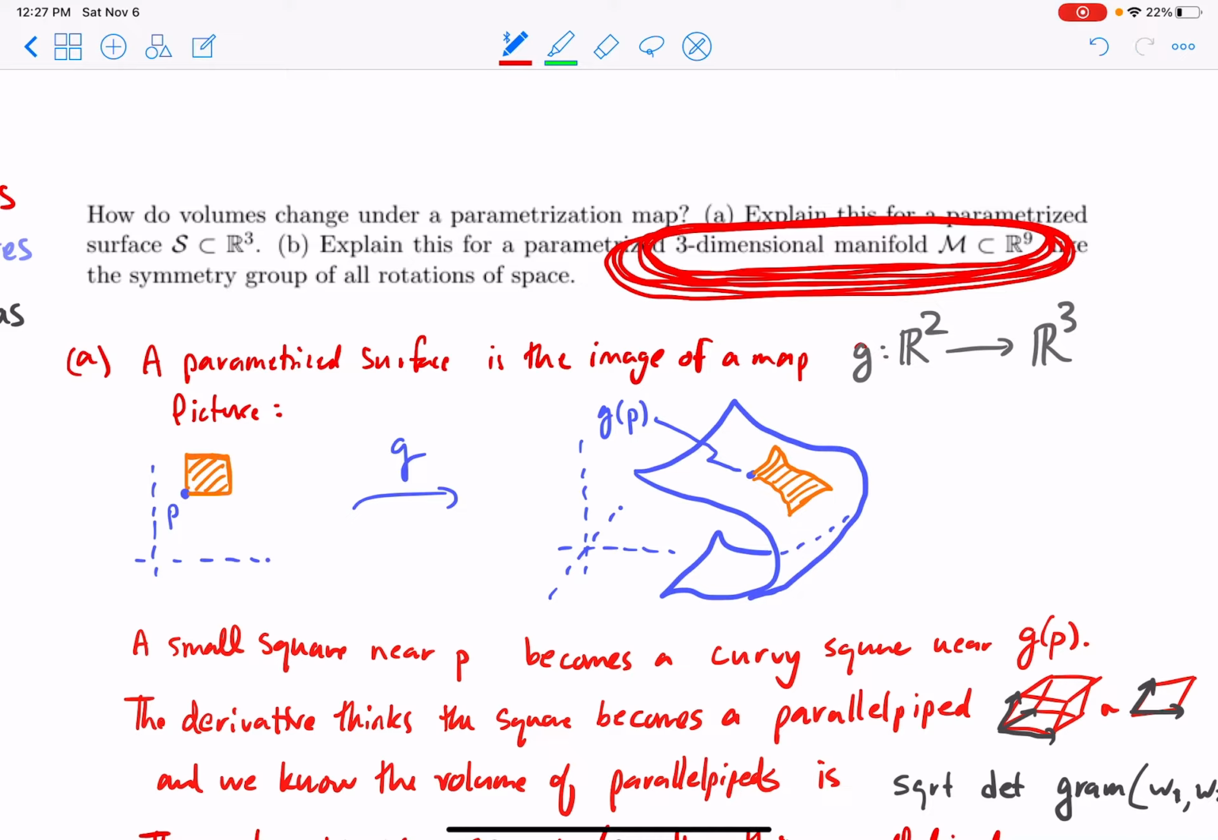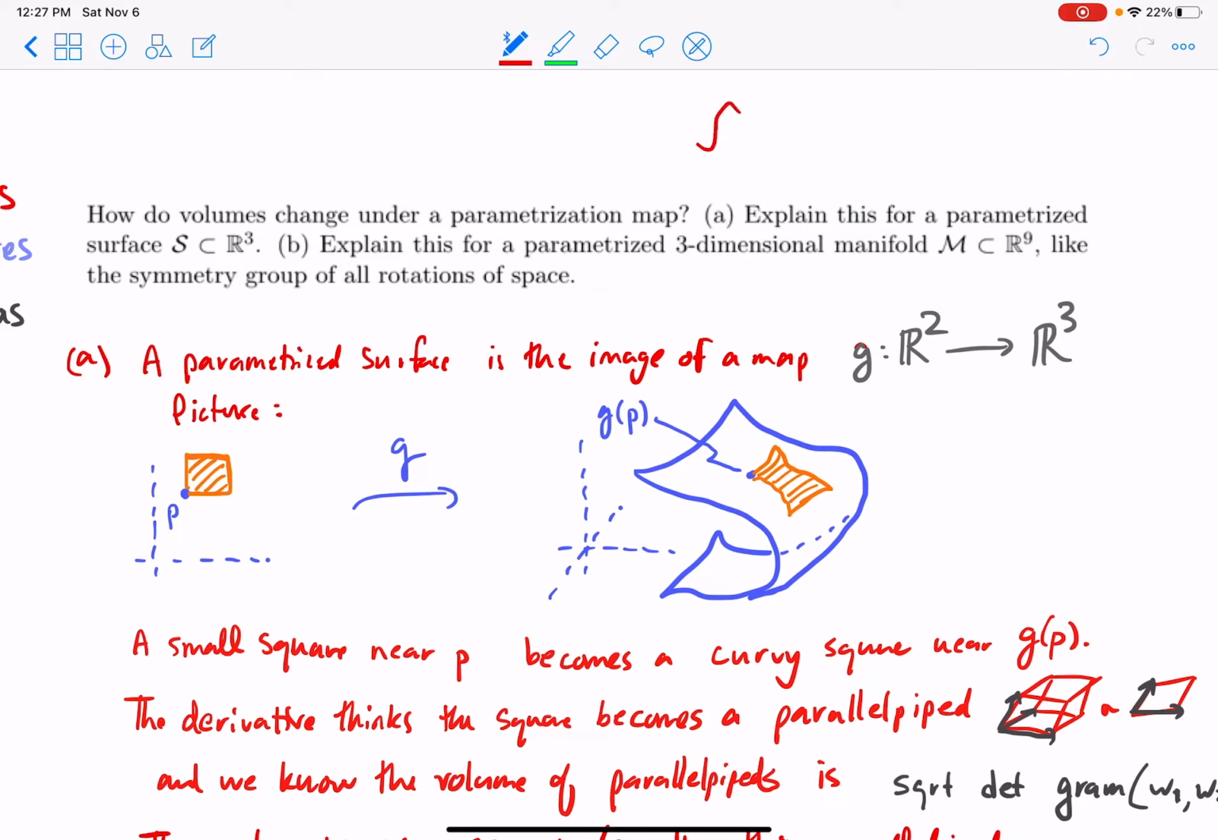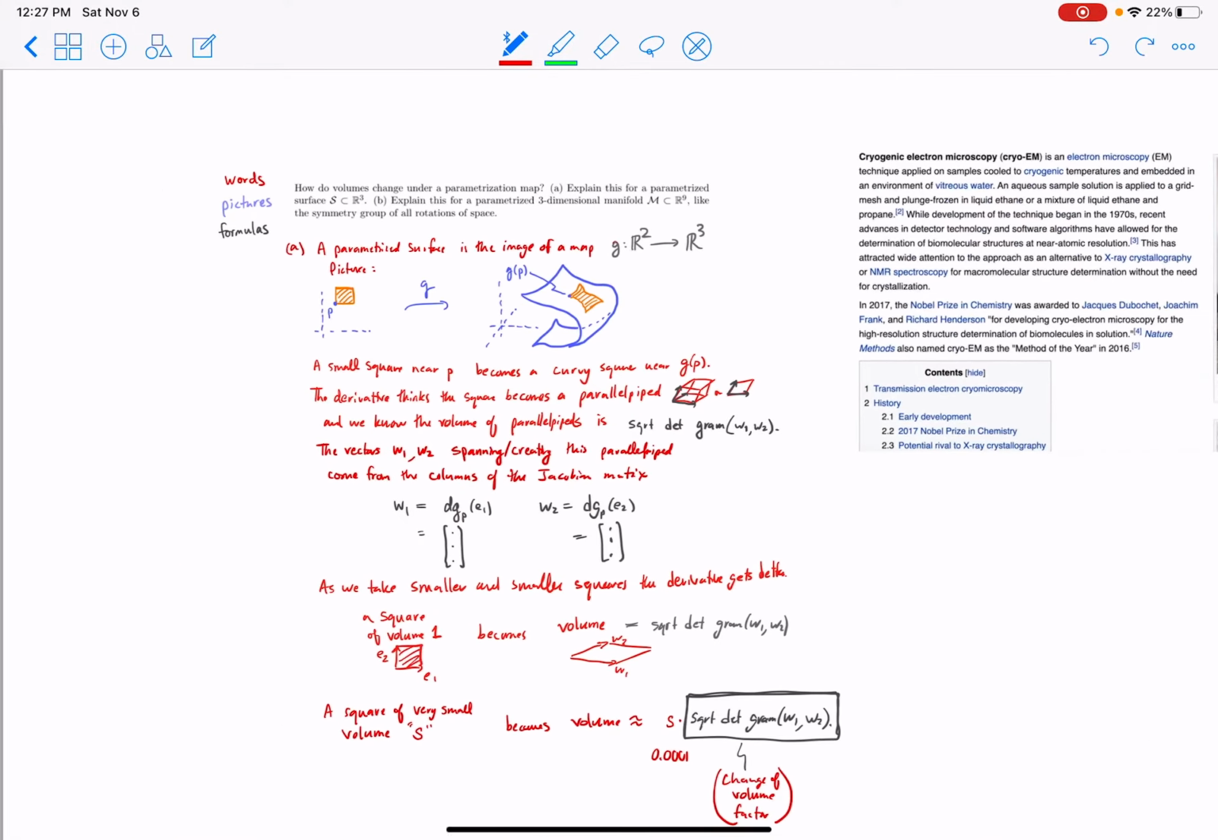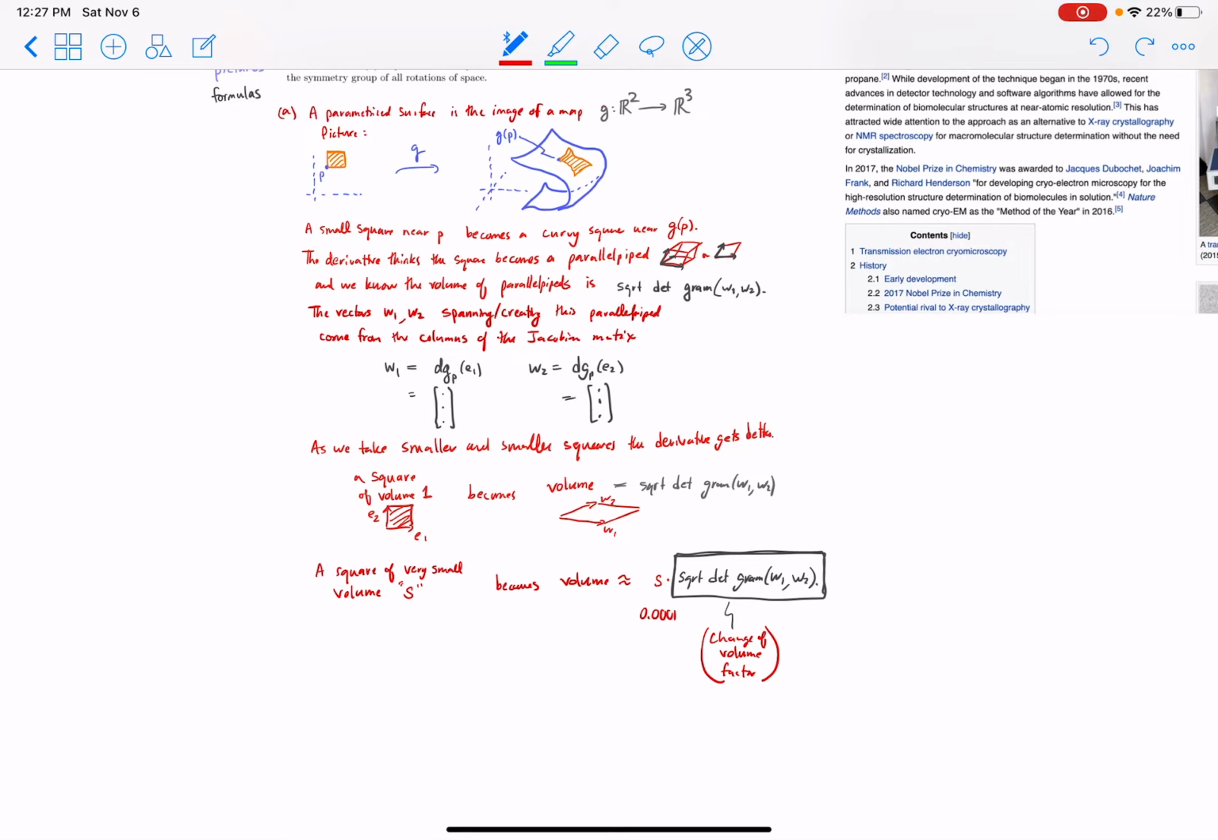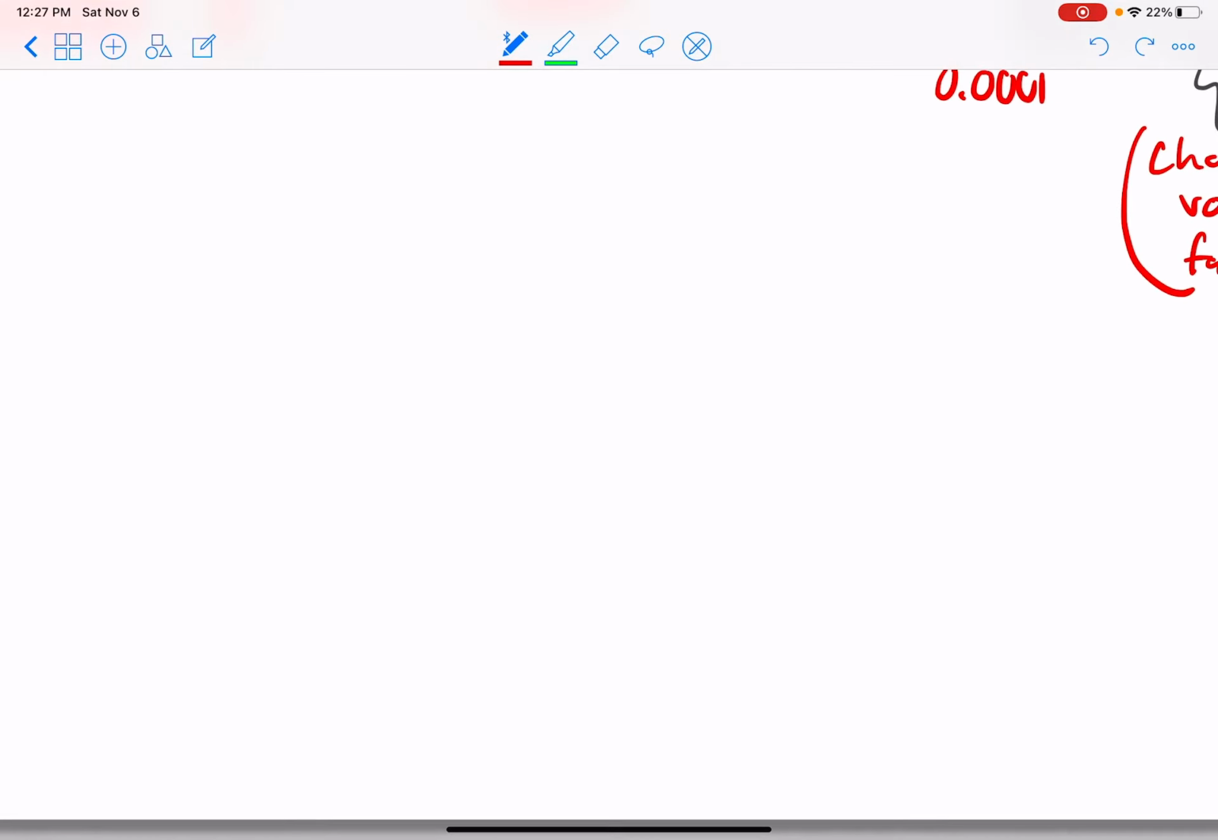And to average them is to take a weighted sum by volume. In other words, you would need to integrate over this thing. And so, fear not, it's very easy. Let's do part B.